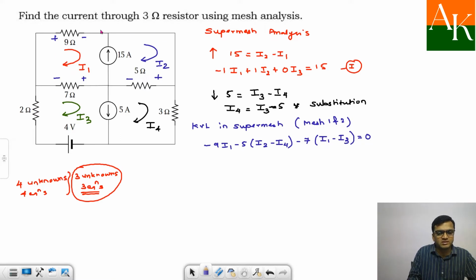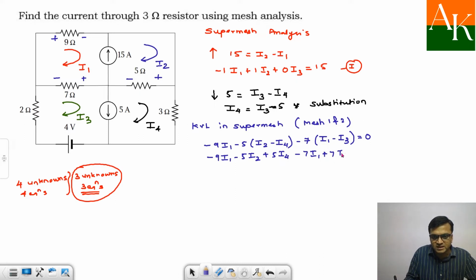Only 3 resistances, I have counted those terms. So minus 9 I1 minus 5 I2 plus 5 I4, minus this will become plus, minus 7 I1 plus 7 I3 is equal to 0. So I will have minus 16 I1, minus 5 I2, and then I will have plus 7 I3 plus 5 I4 is equal to 0.